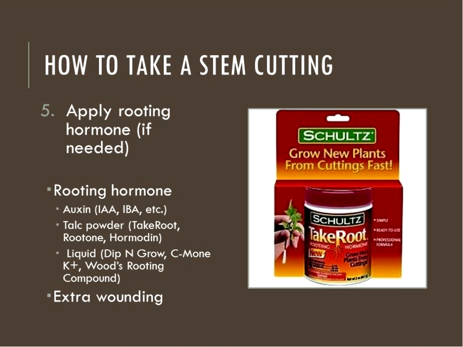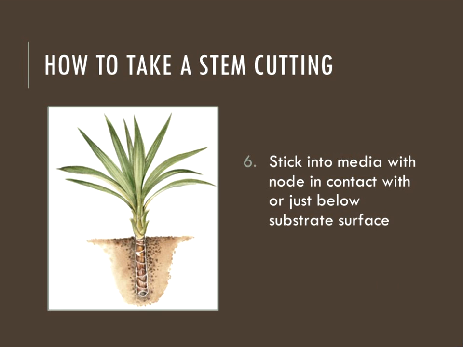In addition, for some really hard to root species, you can do a little extra wounding at the base of the cutting, basically just taking a razor blade and scraping off a little of the bark on either side of the base of the cutting. This can help encourage rooting for hard to root stem cutting species.